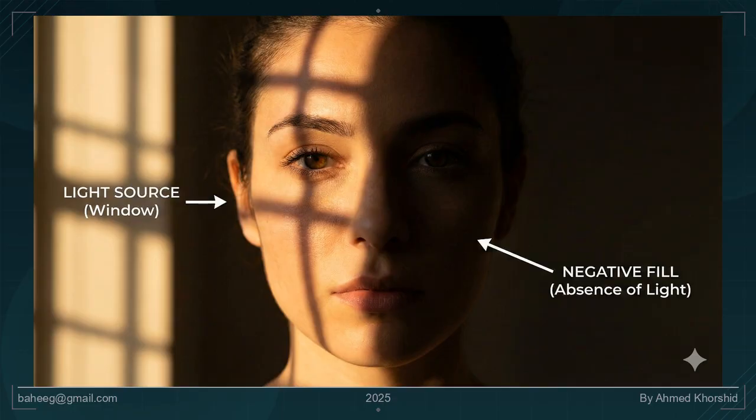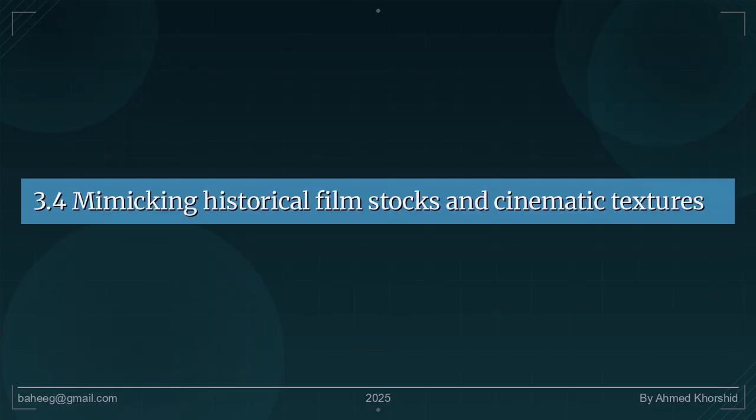Figure: a photorealistic rendering of a woman's face. Half her face is in shadow, chiaroscuro. The lit side features the shadow pattern of a window frame. The diagram labels the light source direction and the negative fill on the shadow side. 3-point for mimicking historical film stocks and cinematic textures.